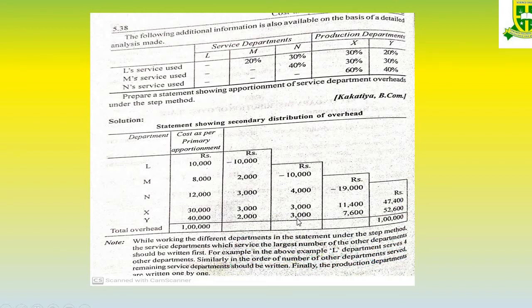So now I made the M value 0. Now come to the N service. There are three services, so 60%, 40%, so 3:2 will be the ratio.